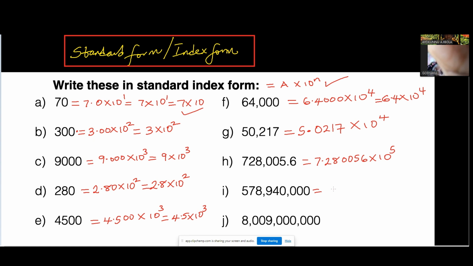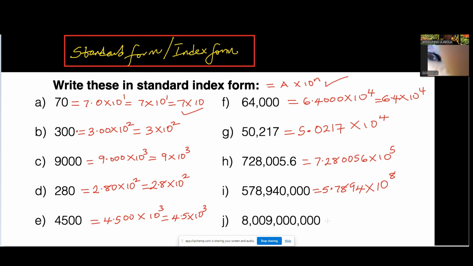Now, this next one does not have any point. So I can say this is 5 point, I will introduce a point then 7894. But I don't need the remaining zeros. Okay. Is that clear? So I will just count one, two, three, four, five, six, seven, eight. That is 8 steps to the left. Are you getting that?